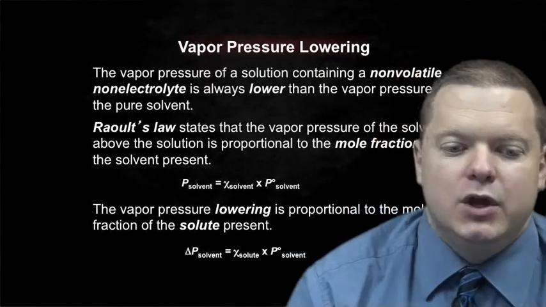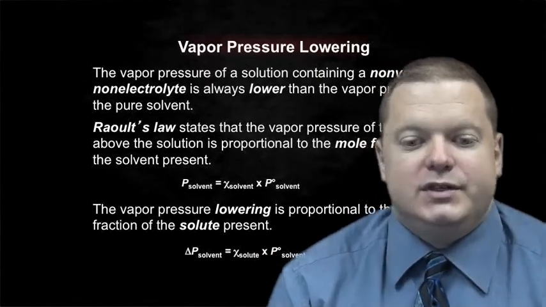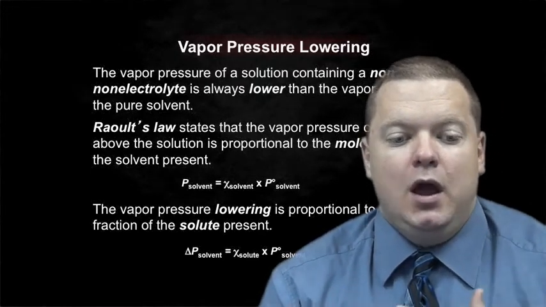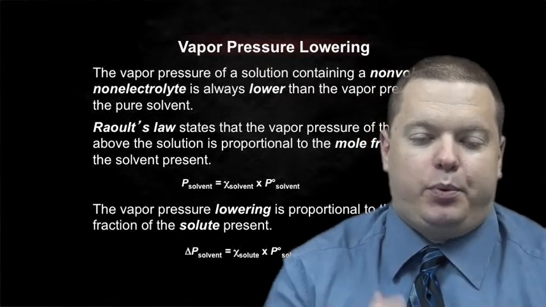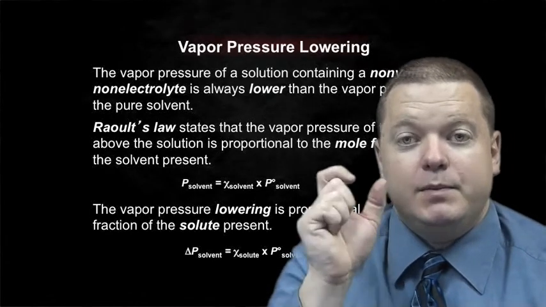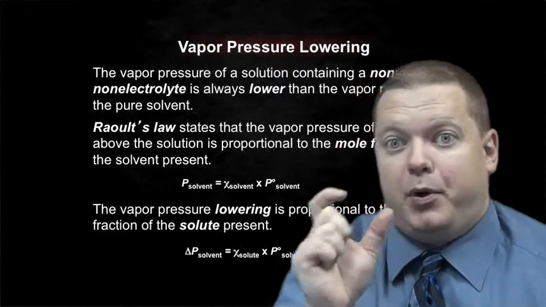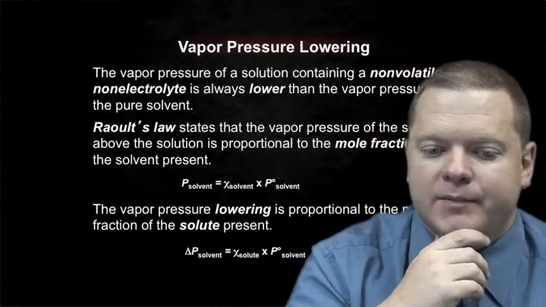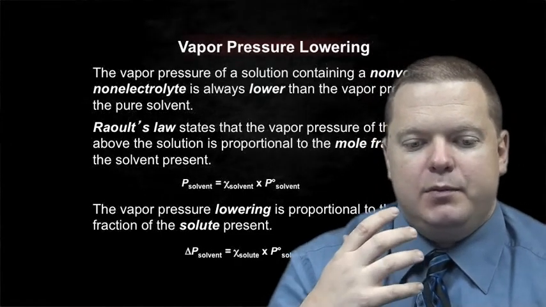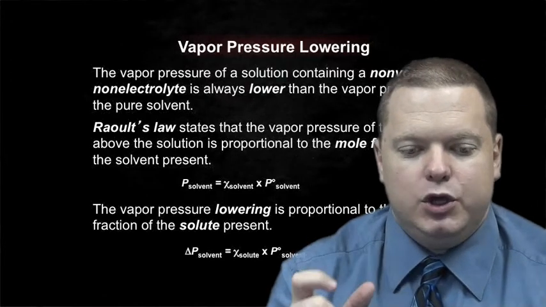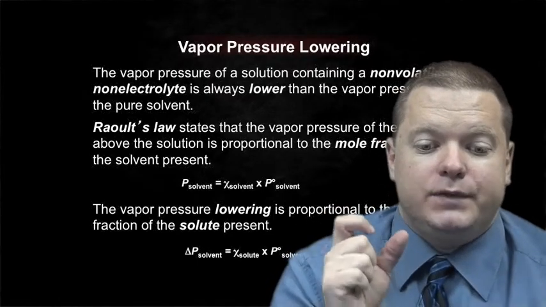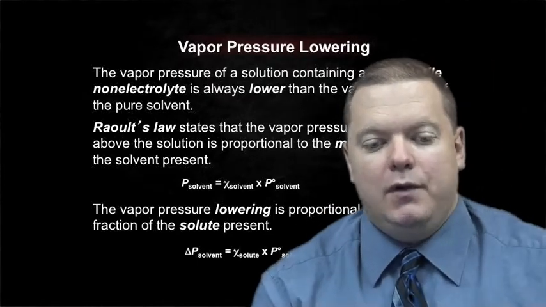This occurs according to Raoult's law, which says that the vapor pressure of the solvent above the solution is proportional to the mole fraction of the solvent present. So the partial pressure of the solvent is going to be the mole fraction of the solvent times the initial partial pressure when it was only solvent, P naught. This is then proportional to the mole fraction of the solute present. So the change in vapor pressure is related to the mole fraction of the solute times the vapor pressure of the solvent.